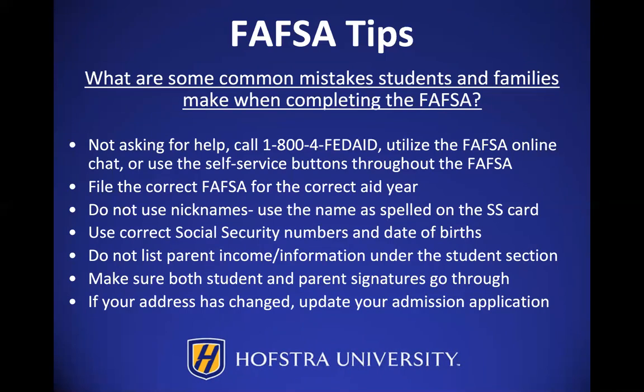Do not list parent income information under the student section. Sometimes if you're trying to complete it really quickly, it copies over, so make sure that you do not list it, so that way it doesn't show double income. Make sure both the student and parent signatures go through.